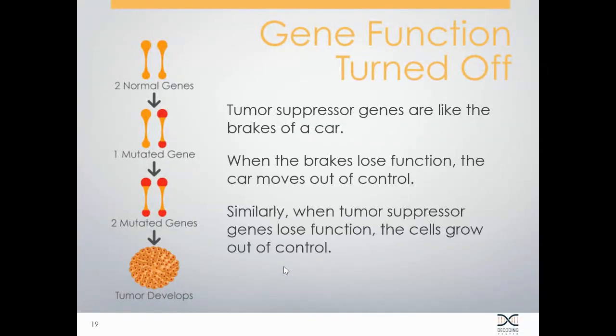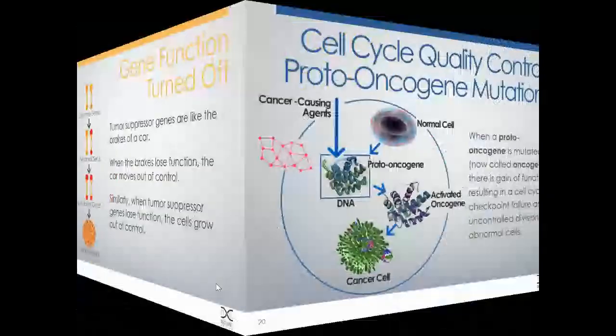This just talks about the same thing, but you can see it here in the image. If you have two normal genes, in this case there's one mutated gene. Now we have two mutated genes, and the tumor develops because of uncontrolled cell growth.